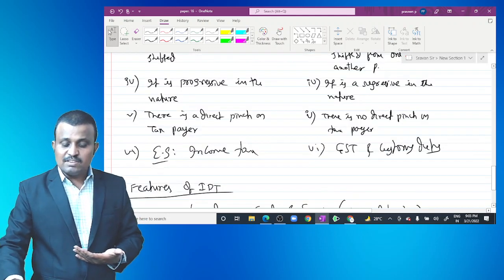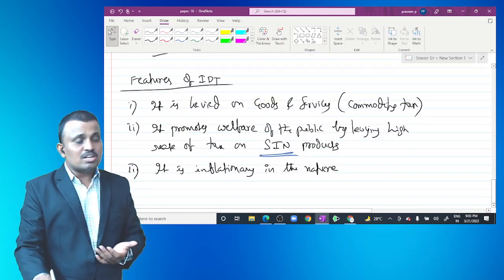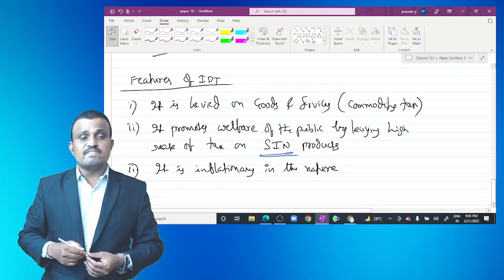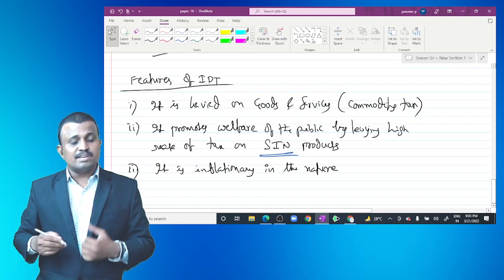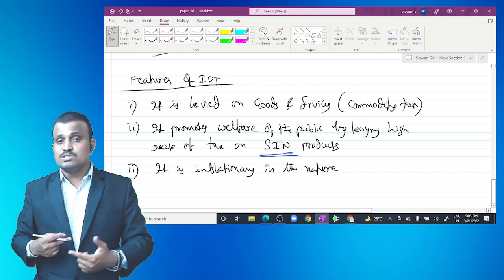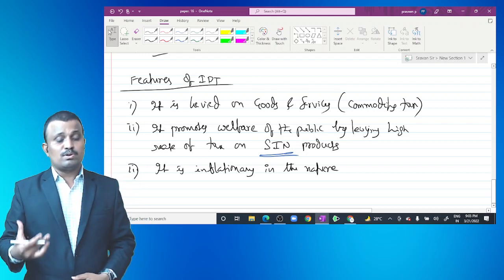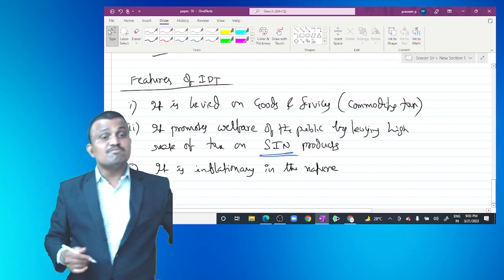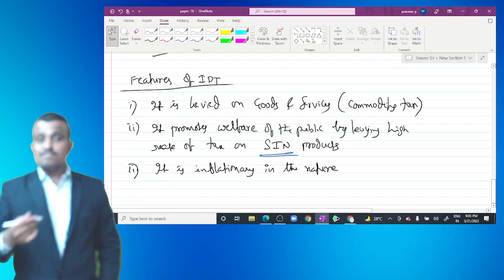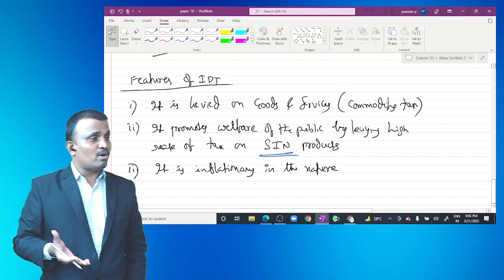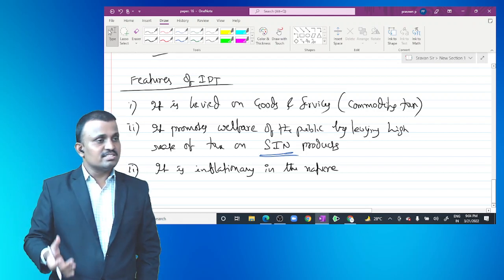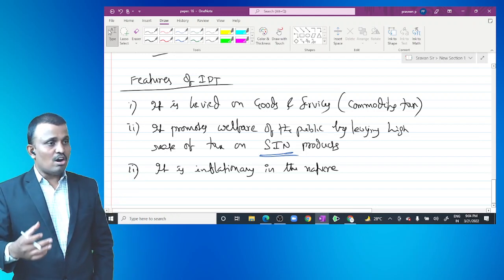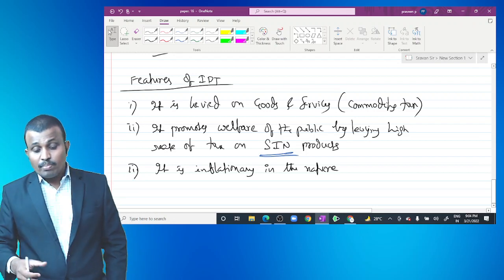Another one is, it is levied on goods and services. That's why we call it commodity or consumption based taxation. Another one is, it promotes the welfare of the public by imposing high rate of taxes on sin products. And the last one is, it is inflationary in nature. Inflationary in the sense the price of the product increases. So these are the features of indirect tax.